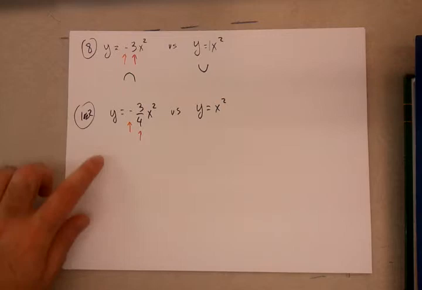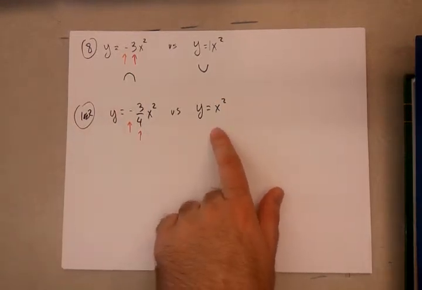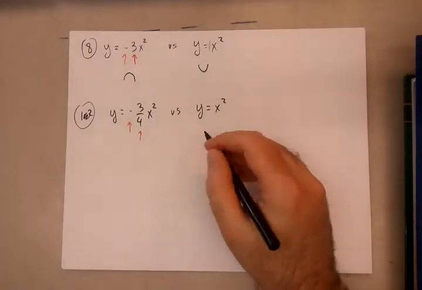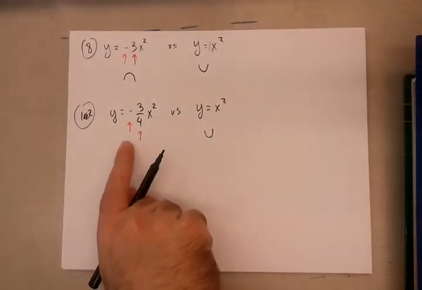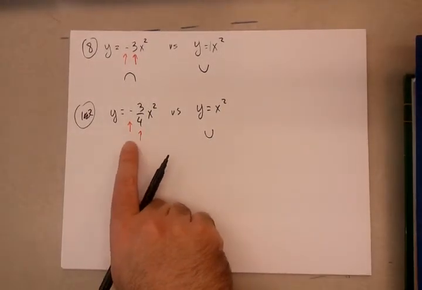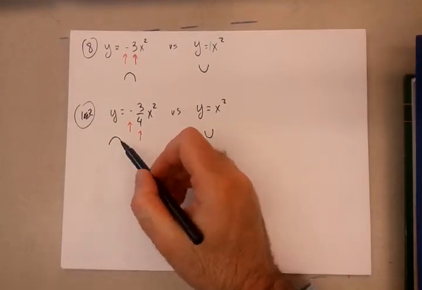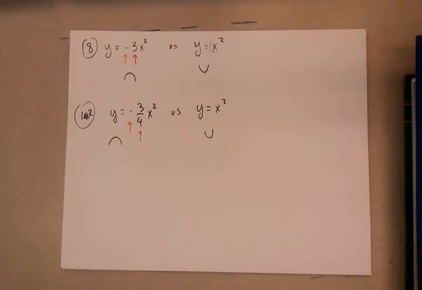And then we're going to take a look at the sign. The original parabola is positive, which means it's once again a smiley face. This parabola has a negative in front of the x squared, which means it's going to face the opposite direction. It's going to face down, frown. So it's going to be frowning. So it's a little bit wider and it's facing the opposite direction. That's all you need to write down.